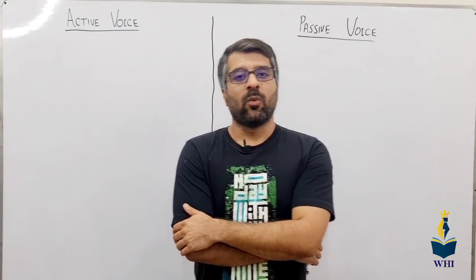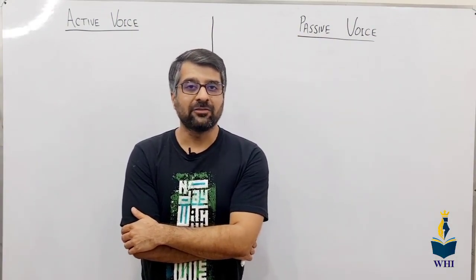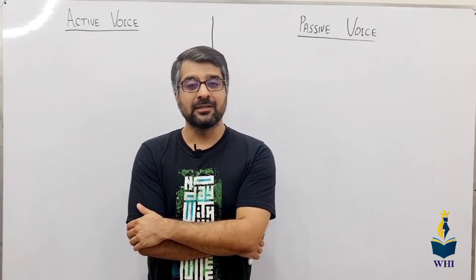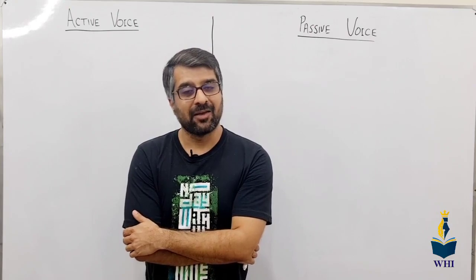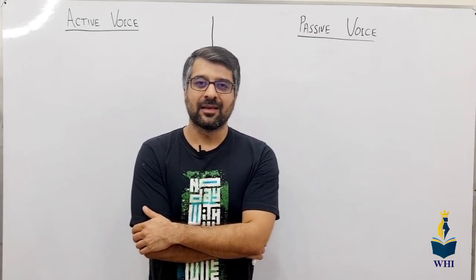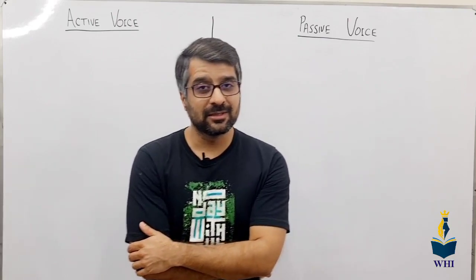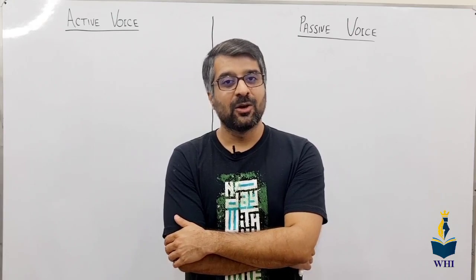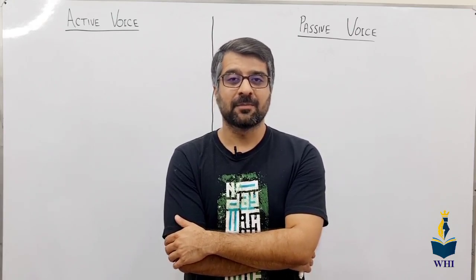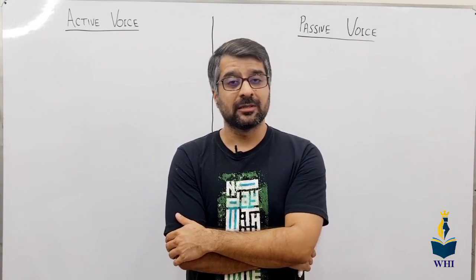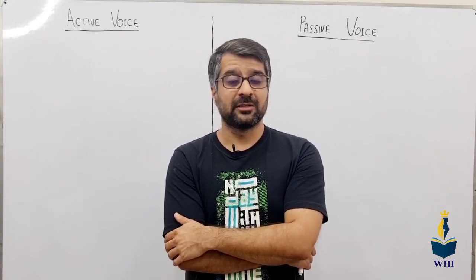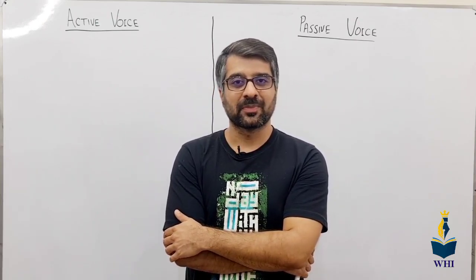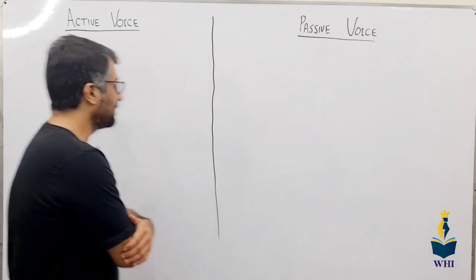Active voice. Whenever we have to highlight the agent in a sentence, we put the sentence in active voice. And what does it mean by having an agent in a sentence? Agent means the person who performs an action, the person who does a job in a sentence. So when agent is important, when the doer of the action is important, we put the sentence in active voice construction. So let's take an example.